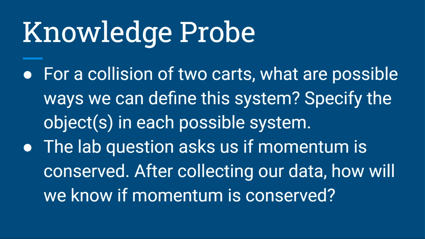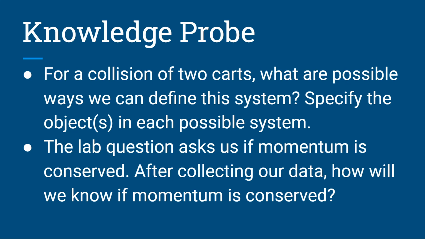Sorry? Okay, I don't mean just the type isolated. I mean like what would our system be? What object or objects could we include? The carts. Okay, so 2 carts. We could have a 2-cart system. Or 2 carts in the room. Sorry? 2 carts in the room.